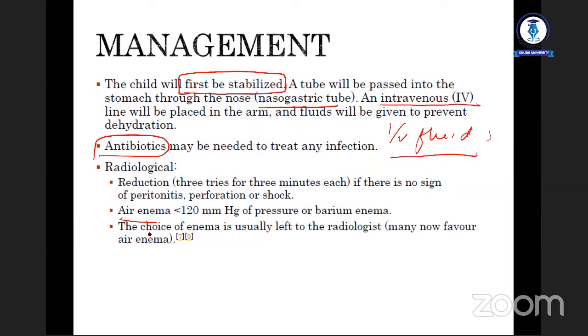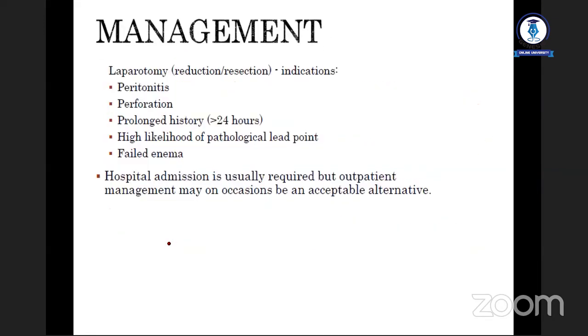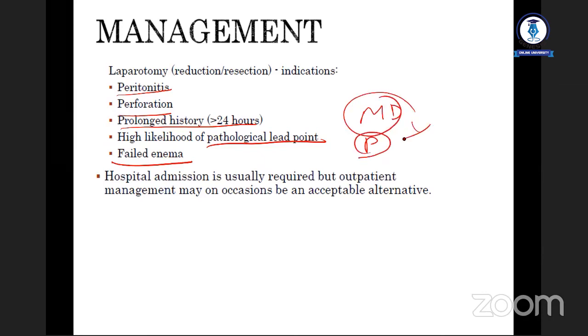The choice of enema is usually left to the radiologist. But as I've already discussed, many now favor air enema, which is actually the safest. We go for laparotomy if there is a sign of peritonitis, perforation, prolonged history, pathological lead points, or failed enema. Pathological lead points means there is a Meckel's diverticulum or a polyp. So these things have to be removed, right? So go for a laparotomy and remove these things.